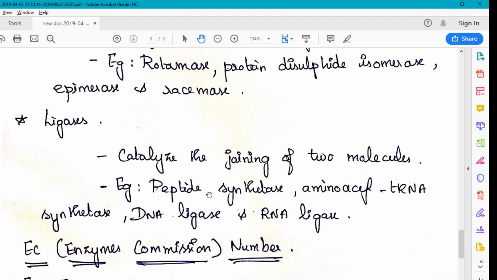The last is ligases. Ligases are the catalysts that join two molecules. For example, peptide synthetase, amino acid tRNA synthetase, DNA ligase and RNA ligase.